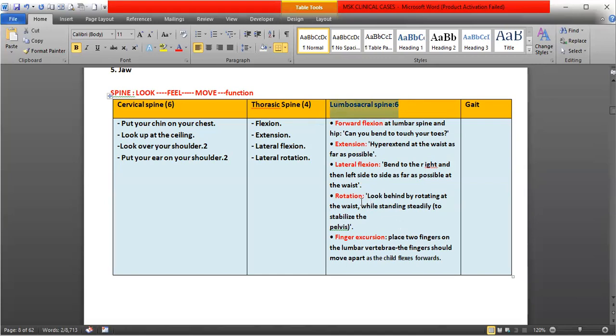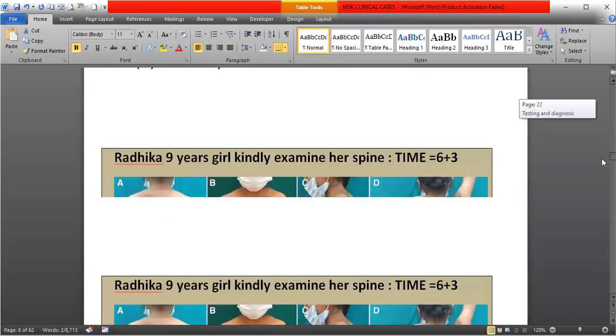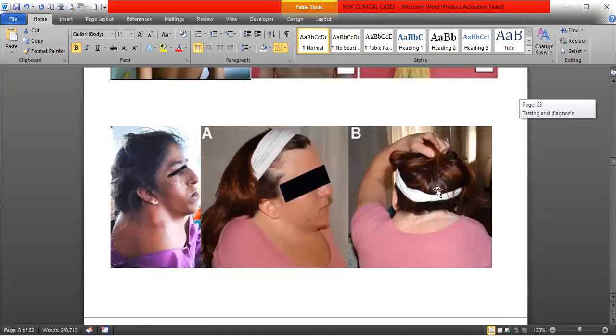So that's why on the left side and right side, both sides, we need to check this rotation. And you check the gait. That is the approach in spine examination. Otherwise, definitely they will deduct marks. Yeah. Spine includes the cervical spine also.